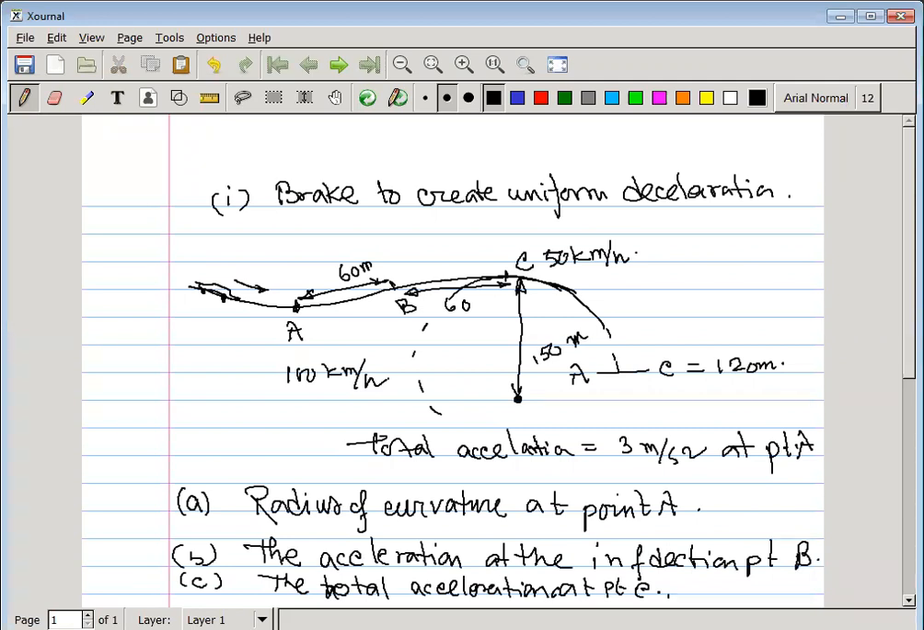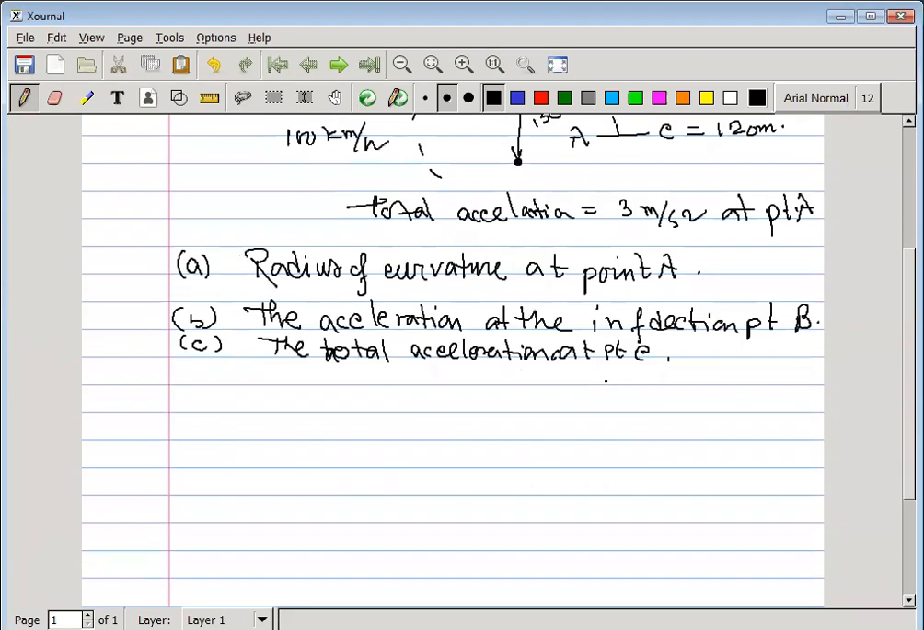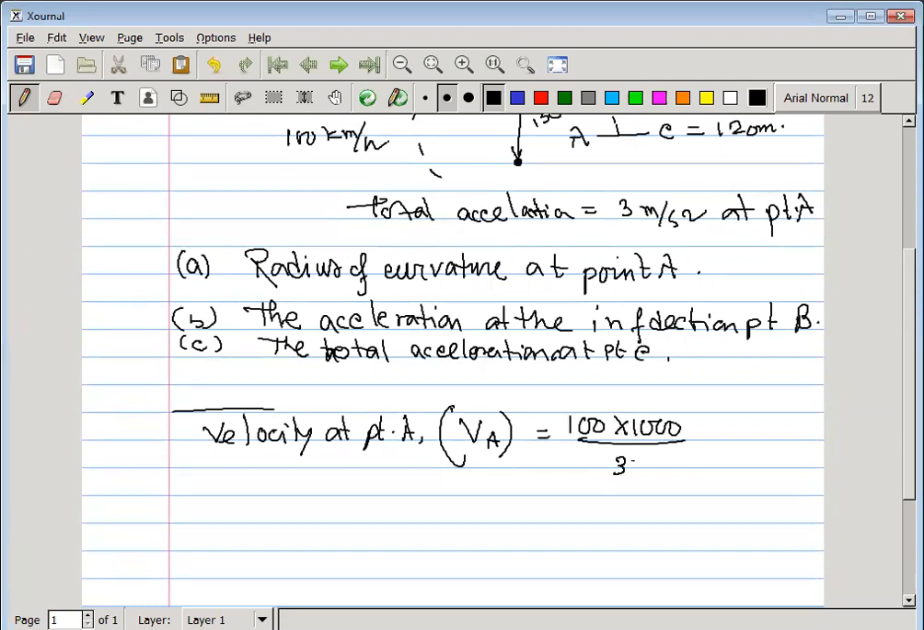Clear? So this is one type of curvilinear motion numerical problem. To find this out, first let's find the velocity at point A. So we consider this as VA. And VA is given in the question as 100 kilometer per hour, at bottom means at A. So the velocity is 100 into 1000 by 3600. This is meter per second, right?